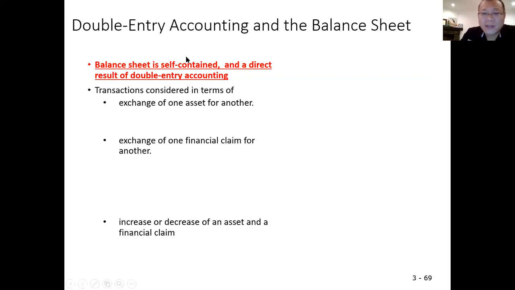So the balance sheet is the result of the double entry accounting, right? You have known this already in the 2100. I'm going to just briefly give you some examples. So transactions in terms of exchange of one asset for another, okay? Then one asset will increase, the other asset's balance will decrease, right?